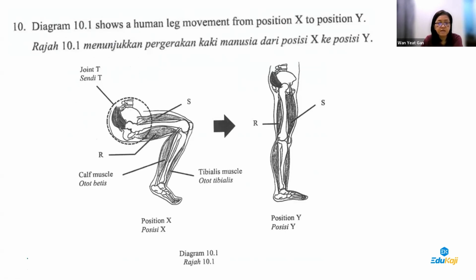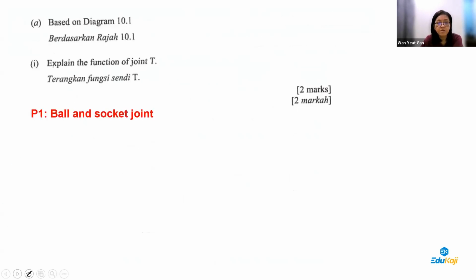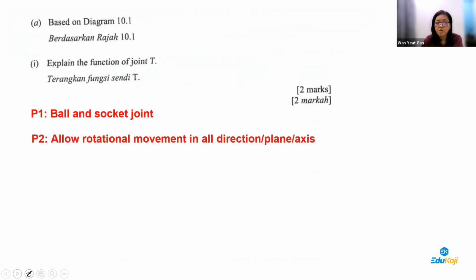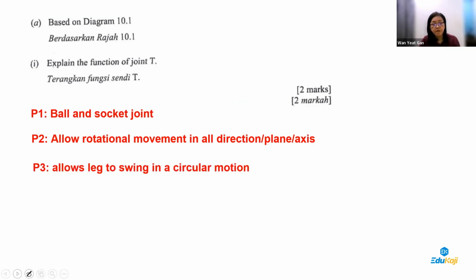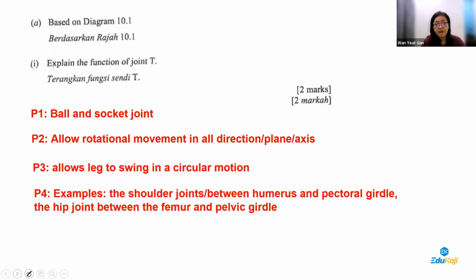Right, joint T there you can see is between the hip and the femur. So it's a ball and socket joint, which allows rotational movement in all directions. That means between the hip or pelvic girdle and the femur is the ball and socket joint. So it allows the leg to swing in a circular motion. Other examples are the shoulder joint, which is between the humerus and the pectoral girdle. So for T here is the hip joint between the femur and the pelvic girdle.